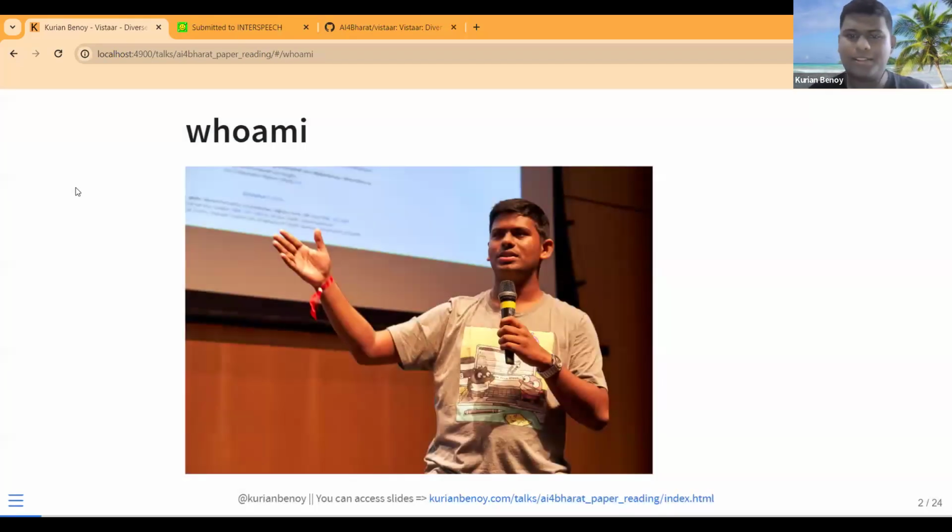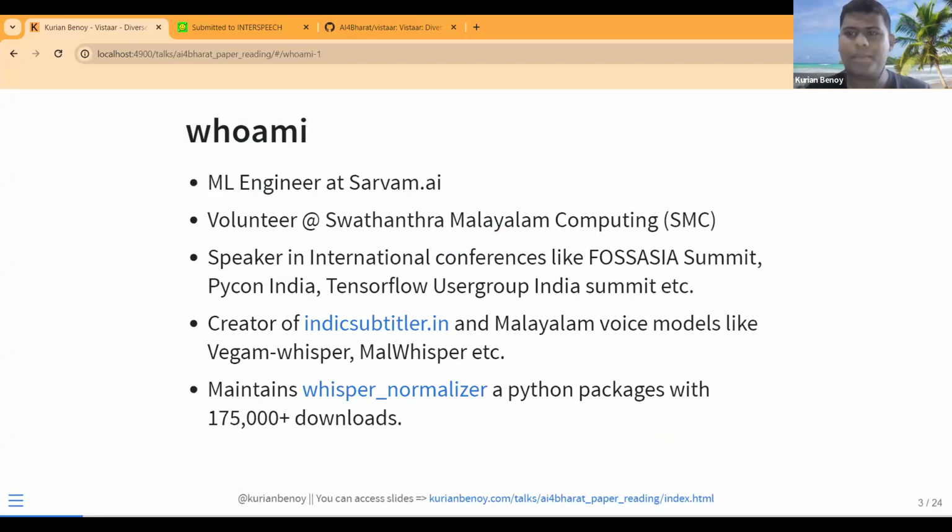So a bit about myself. I'm Kurian Benoit. This is the photo I use on the internet. I work as an ML engineer at Server. I recently joined a few days back. I have been a volunteer at Swathantra Malayalam Computing for a few years. Good friends with Santosh Tottingal and Kavya Manohar, and a few other folks in that community.